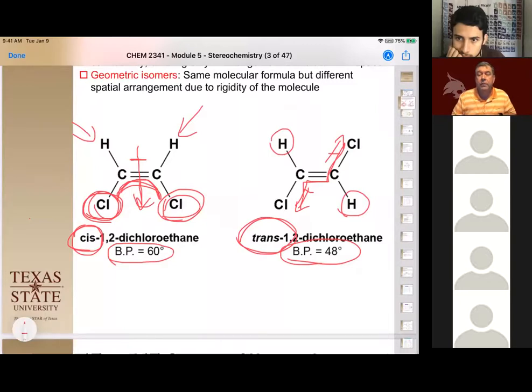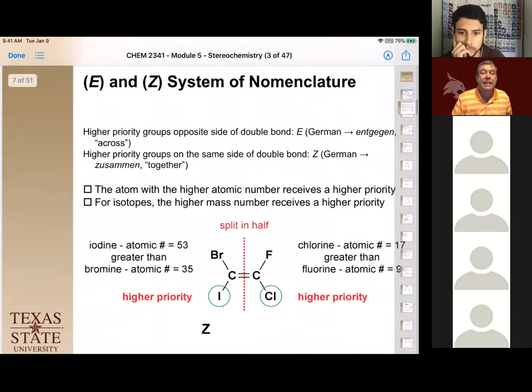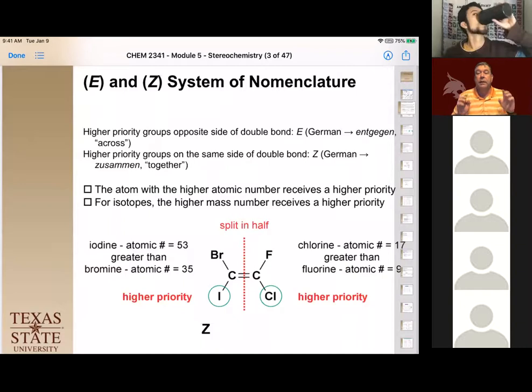You do not have those two hydrogens. If you don't have those two hydrogens, we have to be more precise about our nomenclature. And for that, we have what we call the E and Z configuration, which means we can take any double bond with three or more things attached and assign it to a specific isomer in space. Okay.